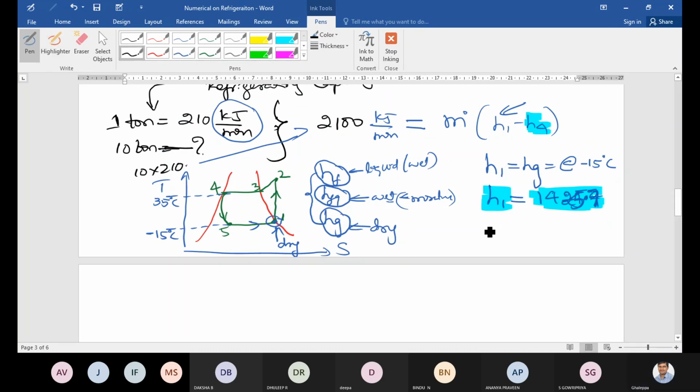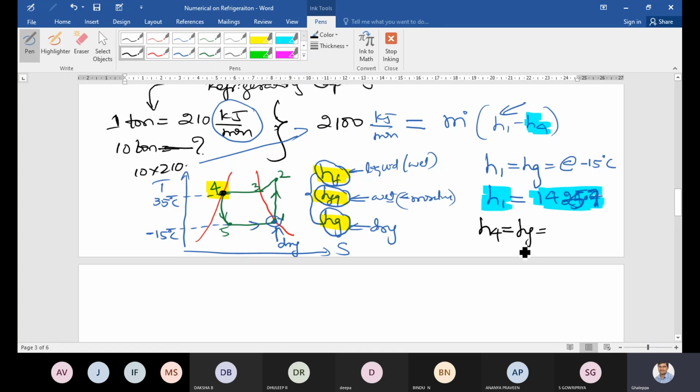Now H4. Now someone will help me to write H4. How will you write H4? H4 is equal to what? Again, point number 4. Where is point number 4? Here. So point number 4, whether it is on the wet line or dry line. Wet line, but liquid line. Okay, do not get confused. Liquid. Some liquid or wet. Point number 4 is here. So when point number 4 is here, out of these three, which enthalpy will you take? HF. Simple. Write down H4 is equal to HF.